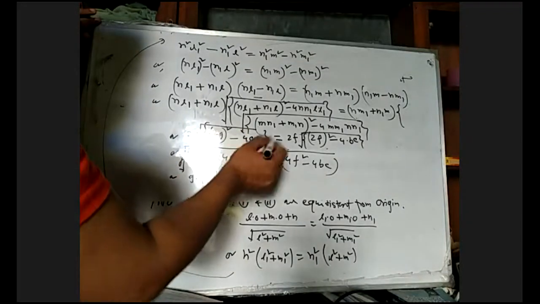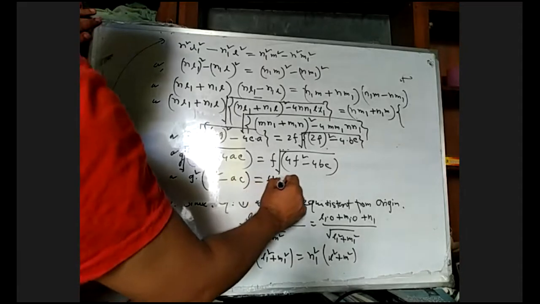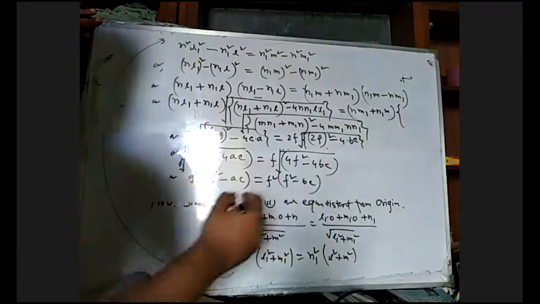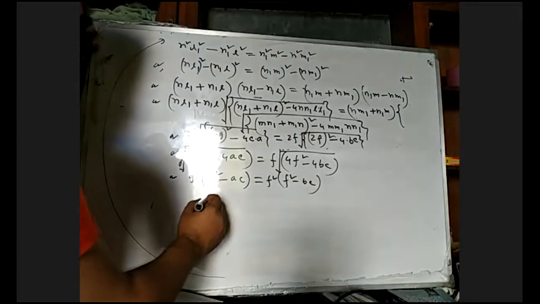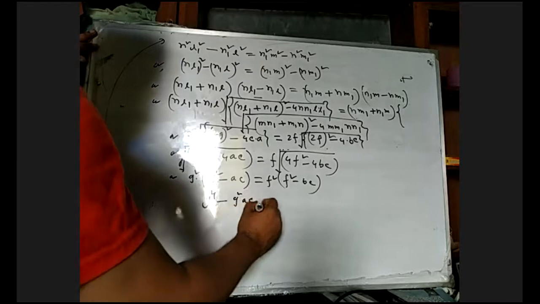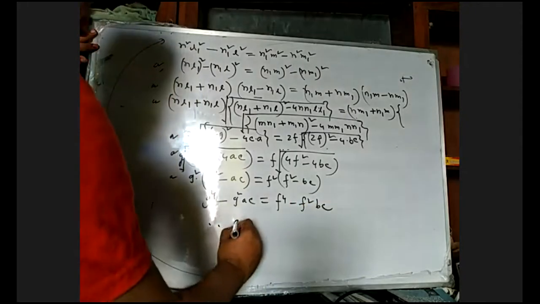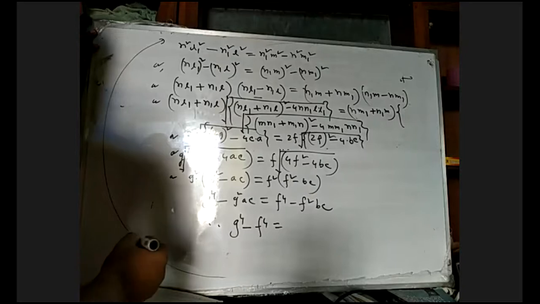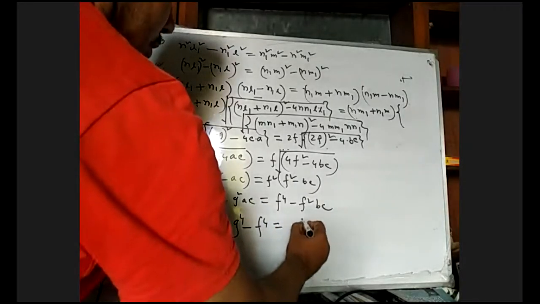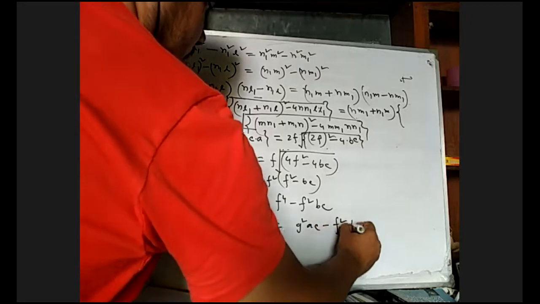So taking the square on both sides, squaring on both sides, we get g square minus ac, and here f square minus bc. So from this line, g to the power 4 minus g square ac equals f to the power 4 minus f square bc. Hence, g to the power 4 minus f to the power 4 equals g square ac minus f square bc.